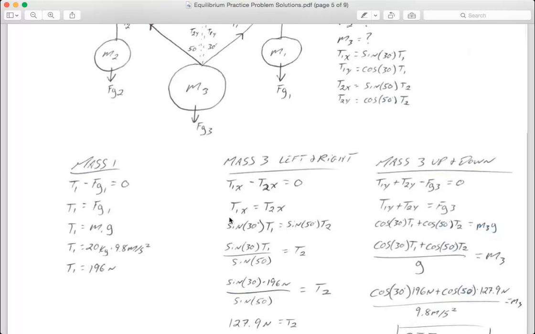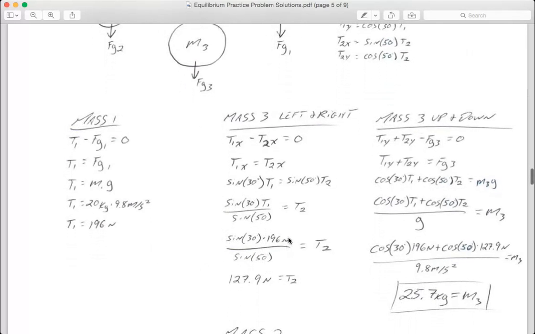T1 in the x I know is sine of 30 times T1. I wrote all that stuff down up here. T2 in the x is sine of 50 degrees times T2. Again, I wrote that down up here. I just get that stuff from the right triangles. Solving for tension 2, which I can do because I know tension 1. I solved for it a minute ago. So a little algebra tells me that T2, once I plug in my numbers, is equal to 127.9 newtons. Now you might say, that doesn't tell us what the mass is.